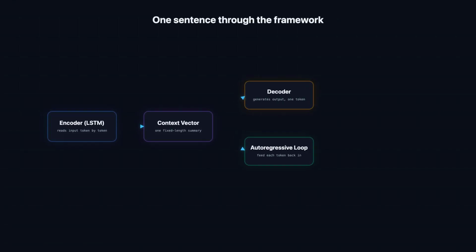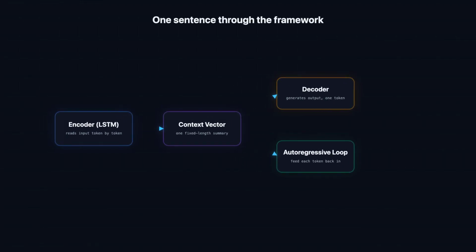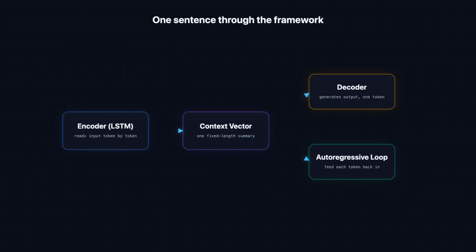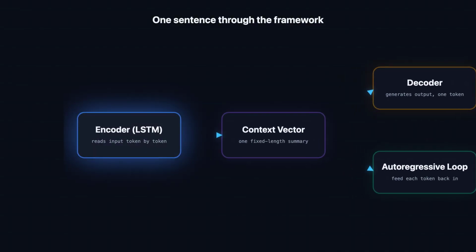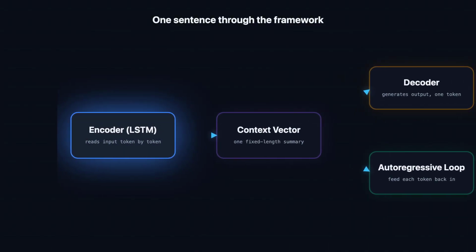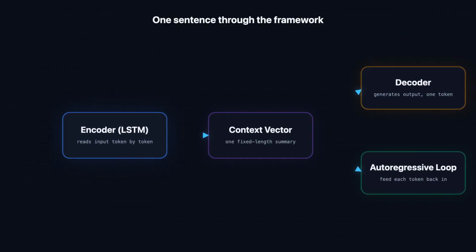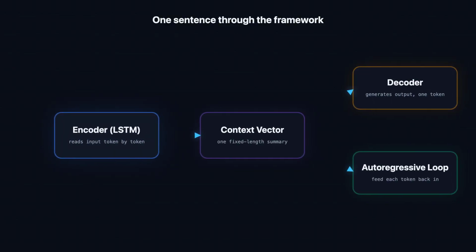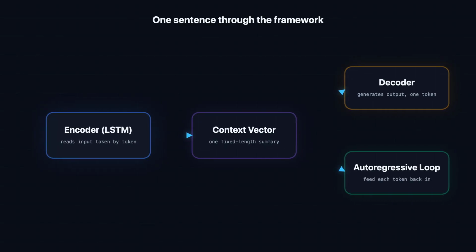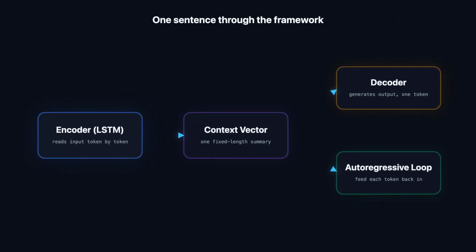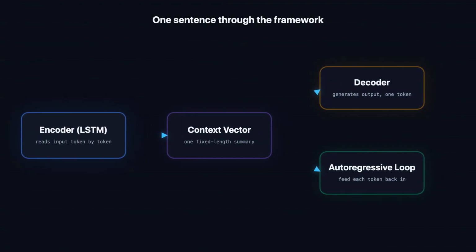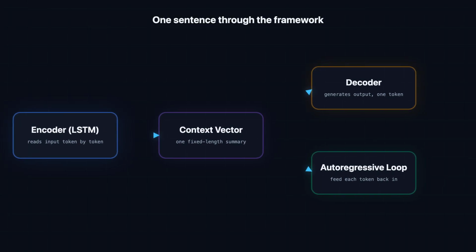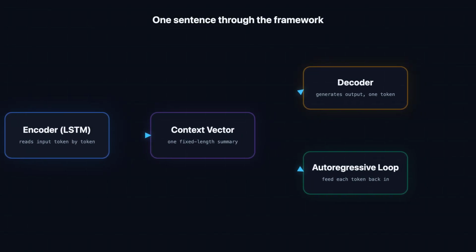At its heart, Seq2Seq is 2 networks working as a relay team. Follow a sentence as it moves through the framework. First comes the encoder, originally an LSTM. It reads the input sequence 1 token at a time, updating its internal state as it goes. By the end, it has walked through the entire sentence and folded everything it saw into its final hidden state.